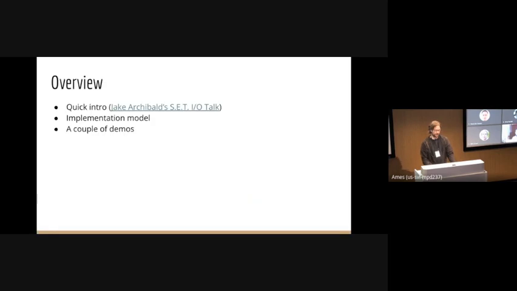So the overview here is I'll just give a really quick introduction of how to use this API. For a more comprehensive talk, you should check out Jake's shared element transition talk at Google I/O, and there's a link there. Most of this talk is going to be just the implementation model of how do we actually do the shared element transition and how does the thing work, and I'll just wrap up with a couple of demos.